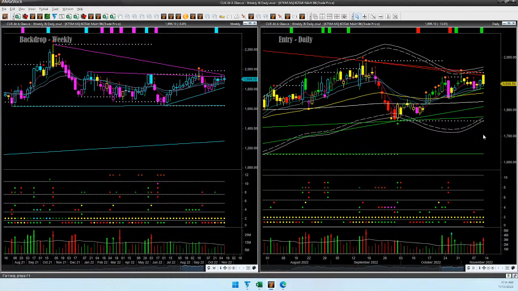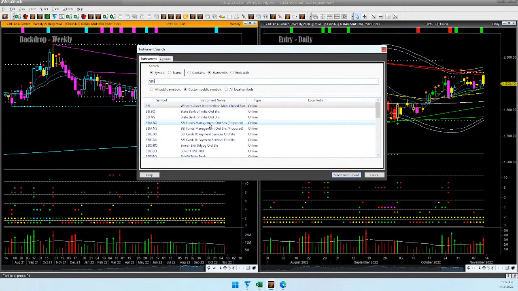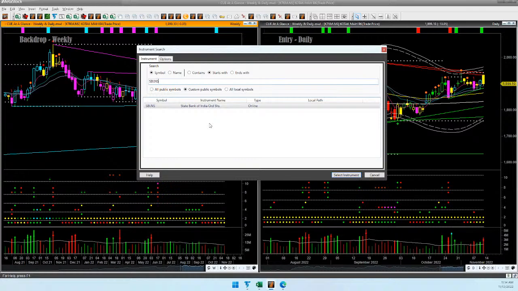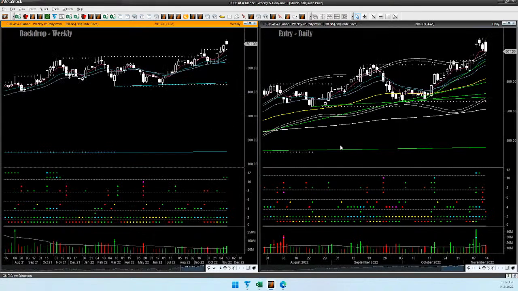There is another stock, and that is relatively stronger than Kotak Mahindra, that is SBI, State Bank of India, the largest public sector bank in India.